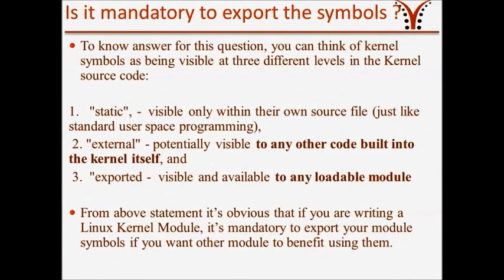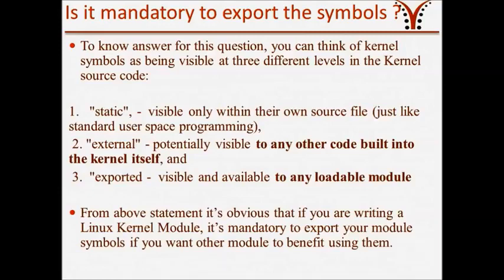Our second topic is, is it mandatory to export the symbols? To answer this question, you can think of kernel symbols as being visible at three different levels in the kernel source code. The first one being static. Say if you define a symbol with a static scope, this symbol is visible only within its own source file, just like standard user space programming. Say if you declare it as an external symbol, then it is potentially visible to any other code built into the kernel itself. Say if you declare it as an exported symbol, then it is visible and available to any loadable module.